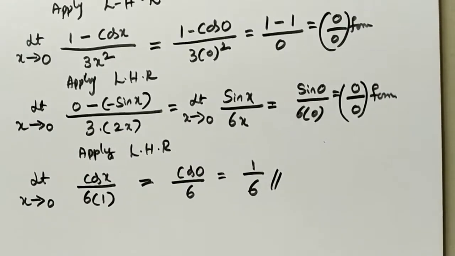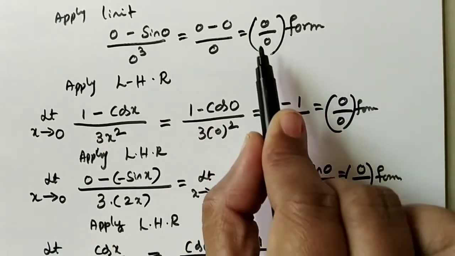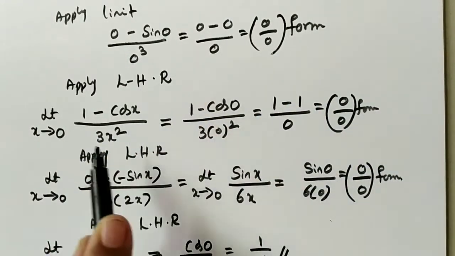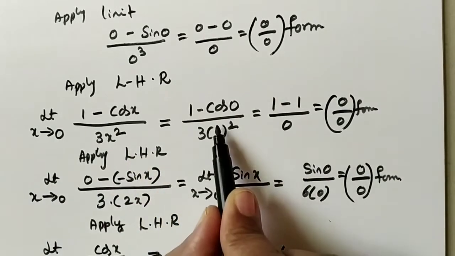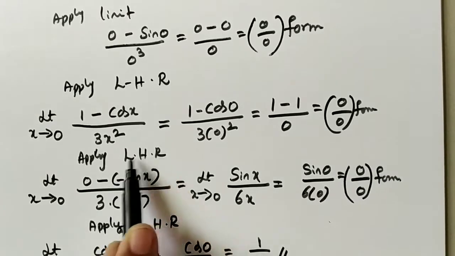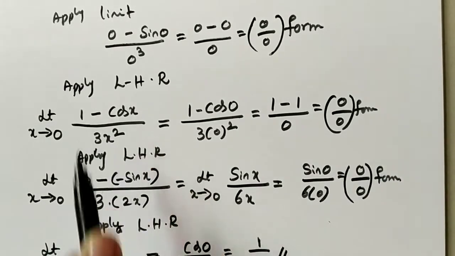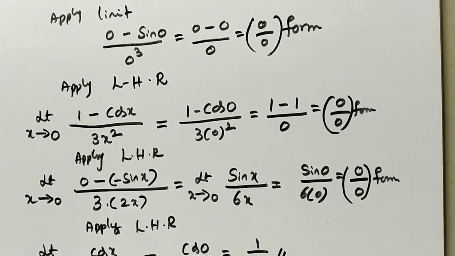Again I will tell: once you get 0 by 0, apply L'Hospital rule, meaning differentiate numerator and denominator separately. Apply the limit. If you again get 0 by 0 form, differentiate again and check the limit. Again differentiate, check the limit, and you get a defined value.